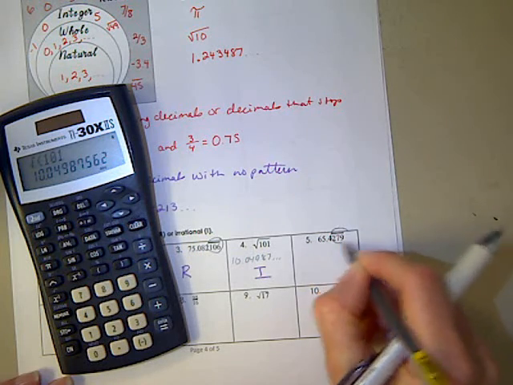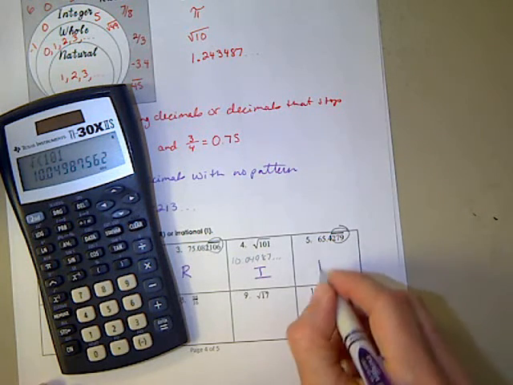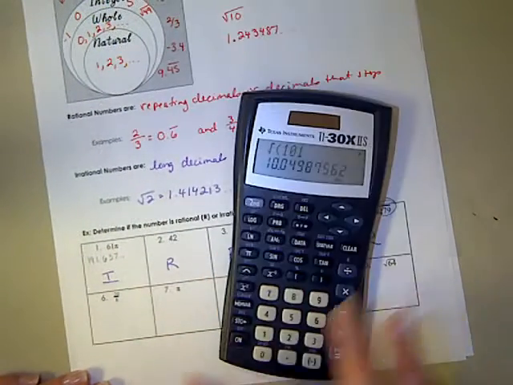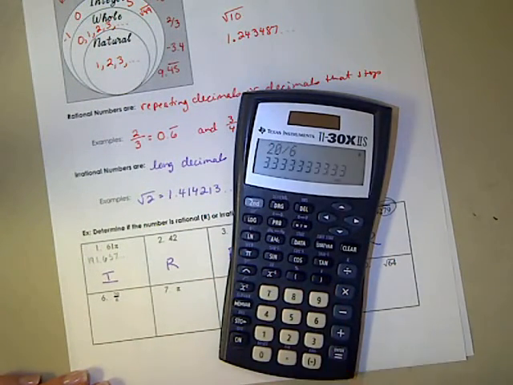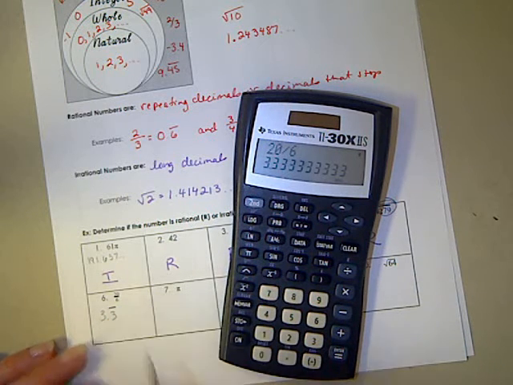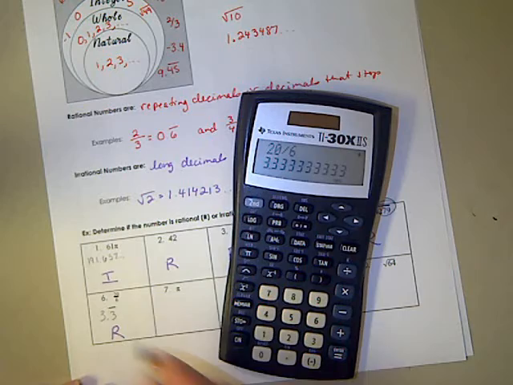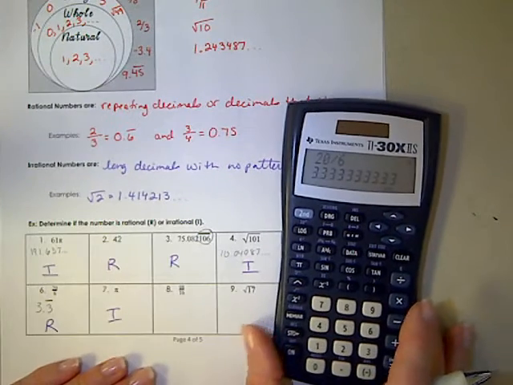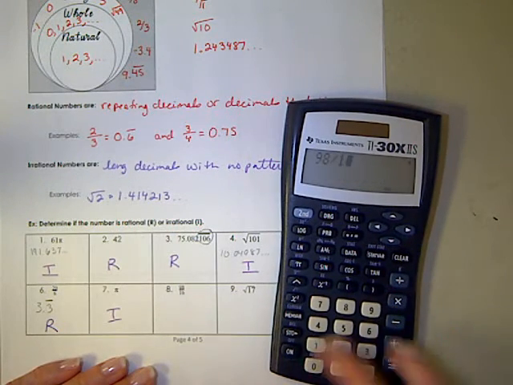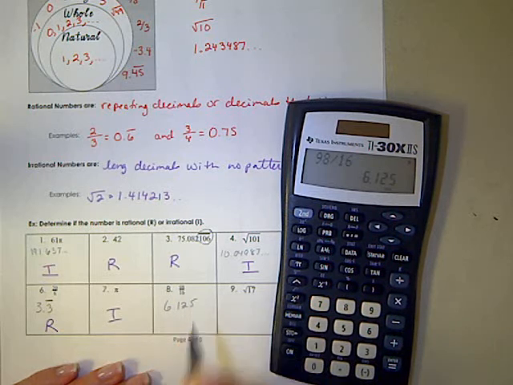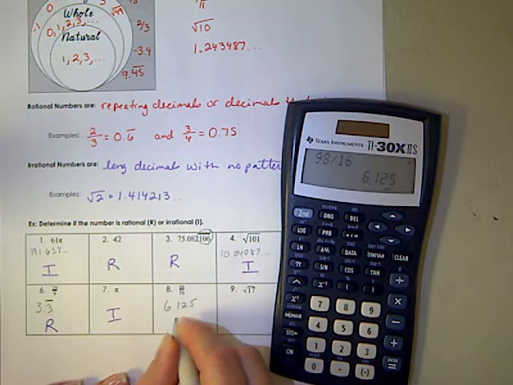Number 5 has that repeating, so circle it. That makes it rational. 20 divided by 6 is 3.3 repeating, so that is rational. Pi we already talked about. Pi is a long, nasty decimal. That's irrational. 98 divided by 16 is 6.125. That decimal stops. That makes it rational.